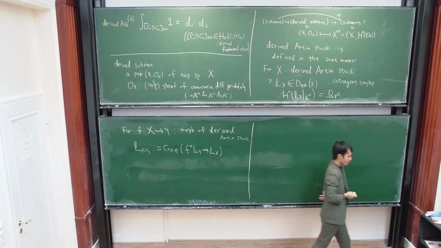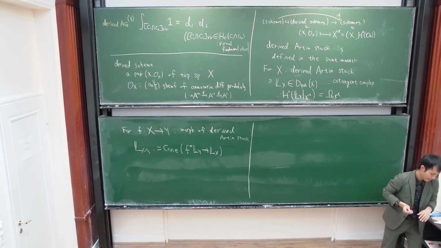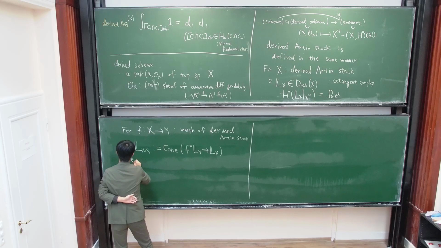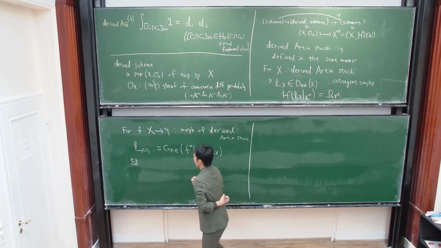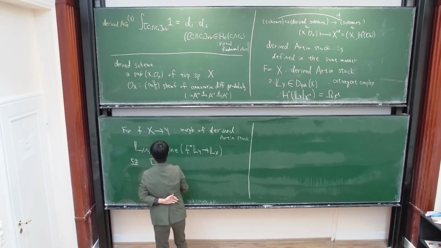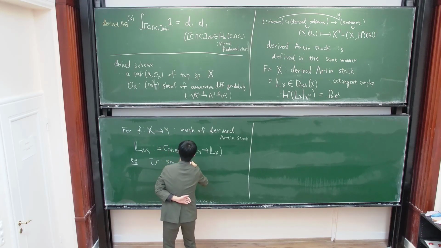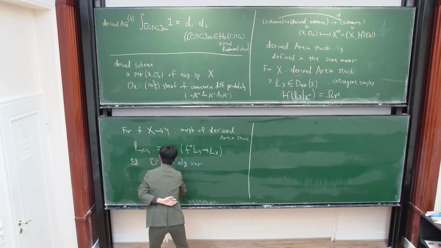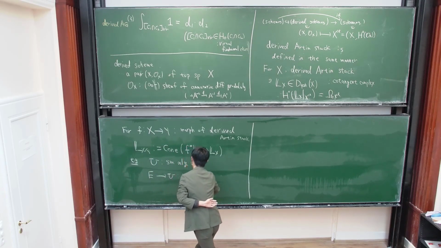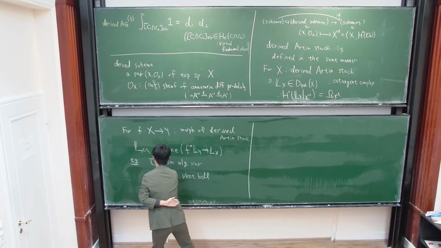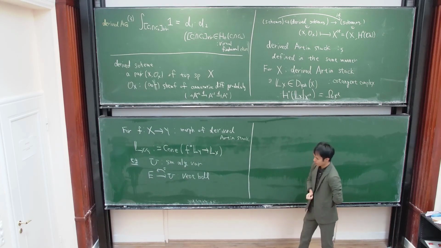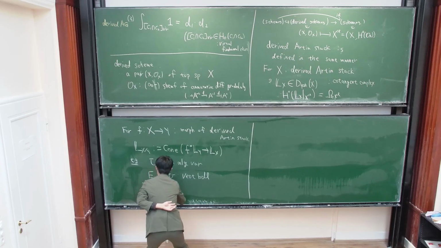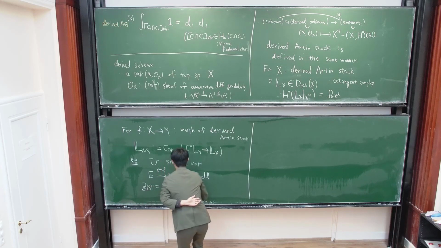Yeah. Okay, so now let me give an example, the most important example of a derived scheme. Okay. We take a smooth algebraic variety U, and we consider a vector bundle over U. And we take a section s of this vector bundle. Then we define the derived zero locus to be the relative spectrum of the Koszul complex.